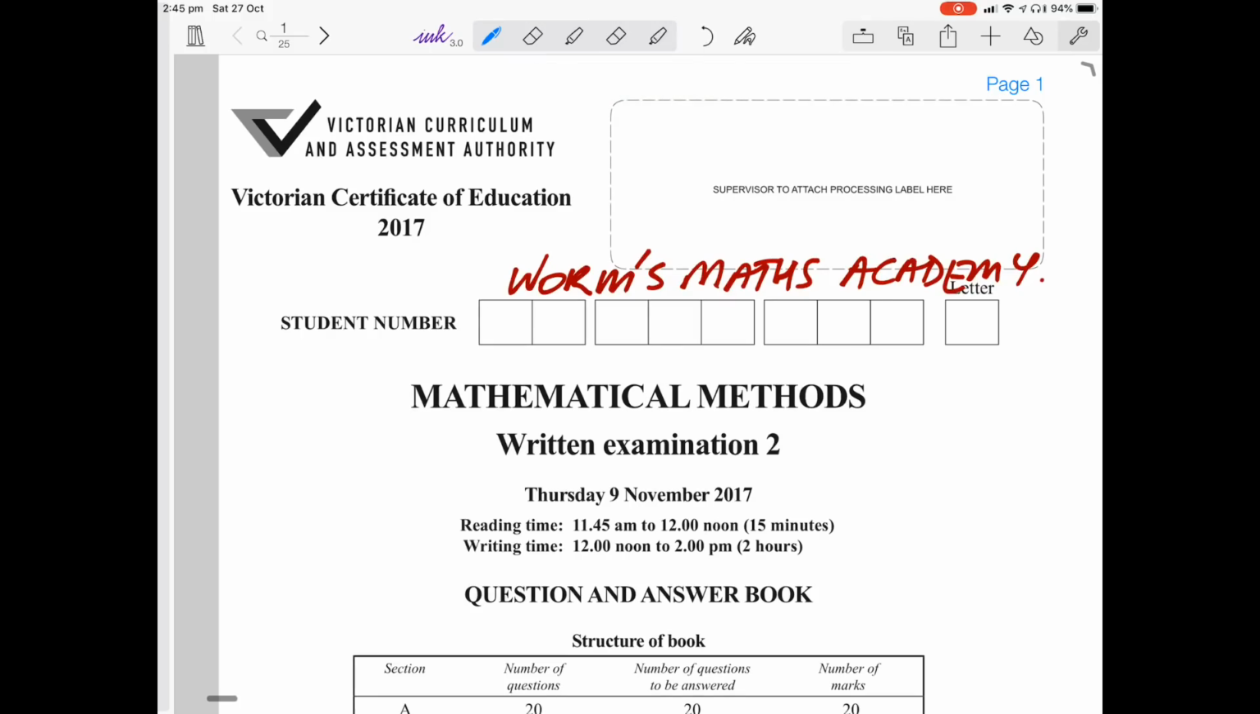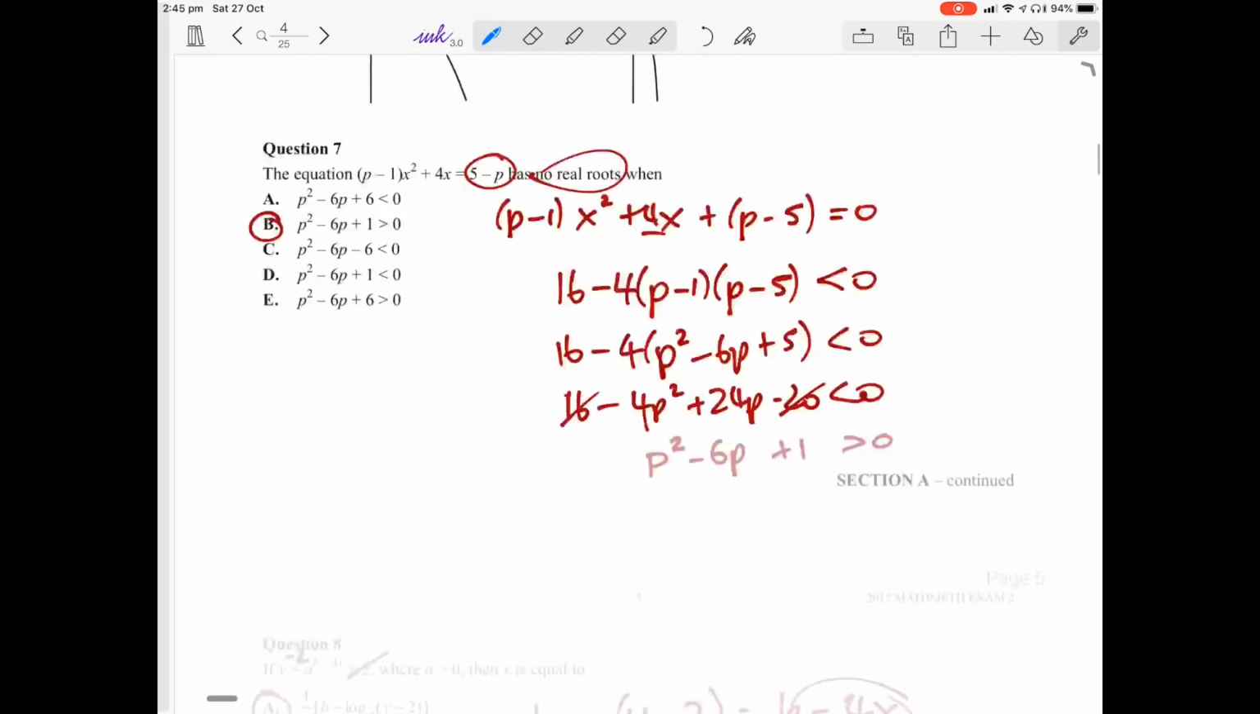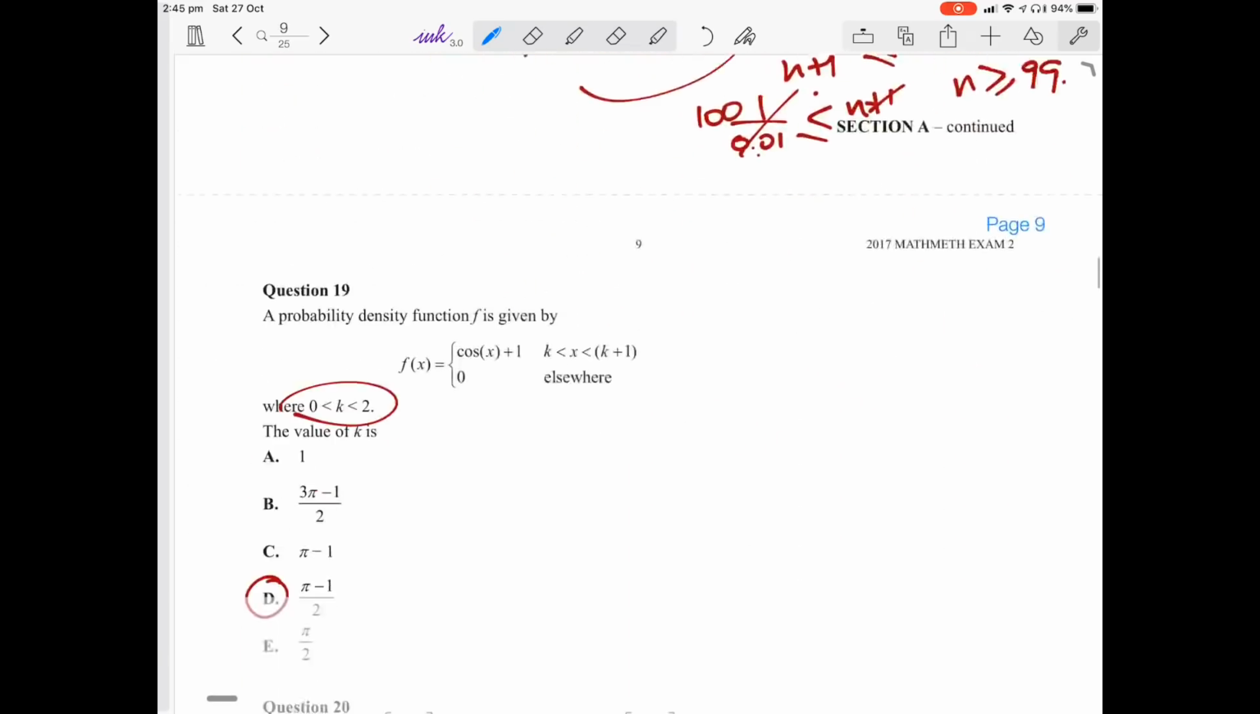I had quite a few people message me and say, can you please do 2017 Exam 2 Extended Response? So, that's what we're going to do now.